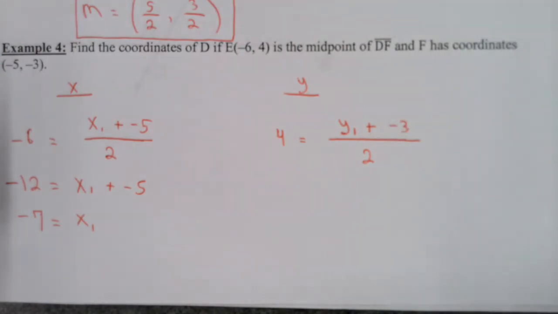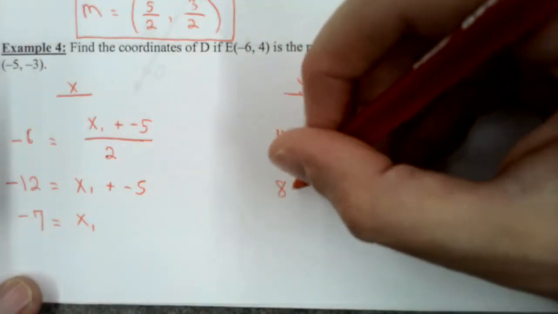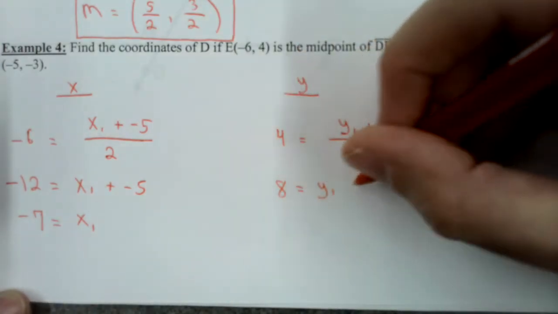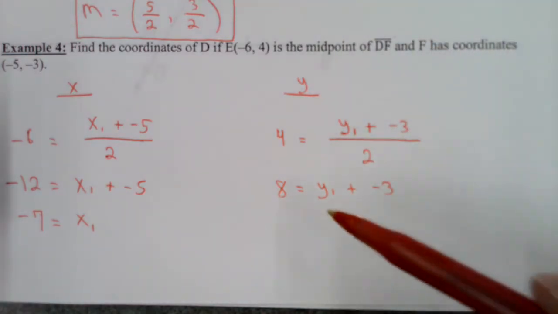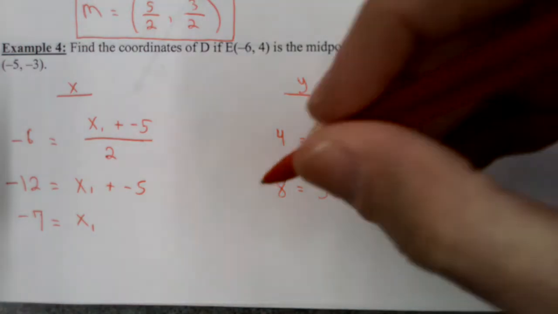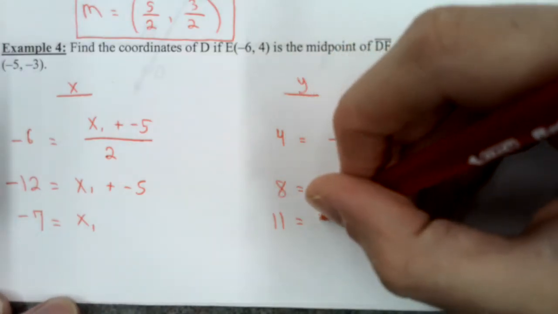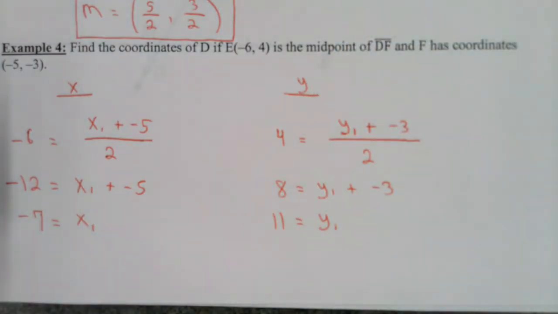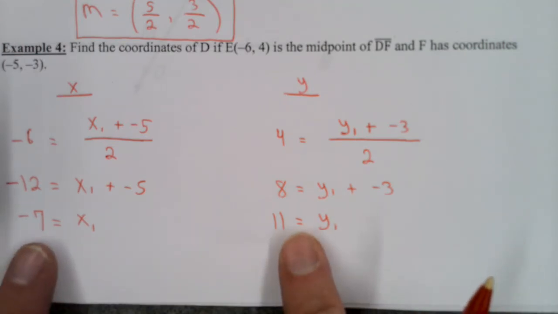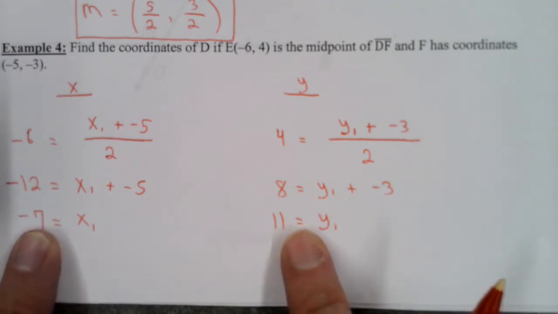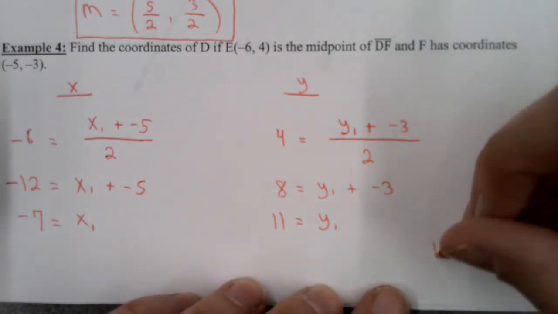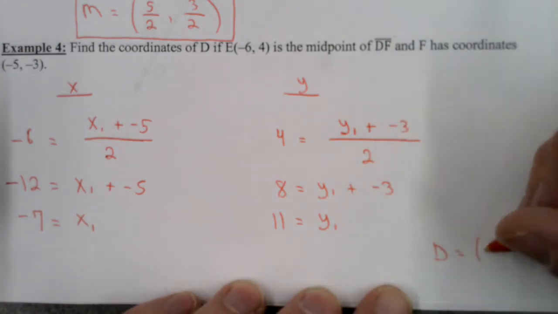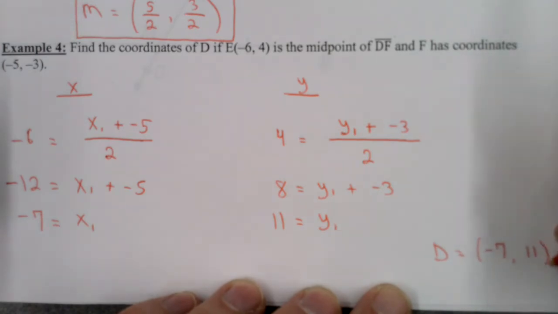Solve that for y1. So multiply each side by 2, and you get 8. Now add 3 to each side, and you get y1 equals 11. So these are the coordinates of our missing endpoint. Okay, that was D. So D equals -7, 11.